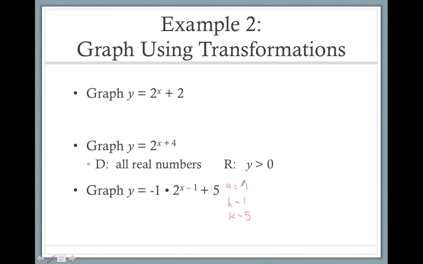So if I have negative 1 for a, what does that do to the 2 to the x graph? Well, this is going to reflect it. Flip it through the x-axis. Okay, my h of 1 means I'm going to move to the right 1 unit, and my k of 5 means I'm going to move up 5 units.